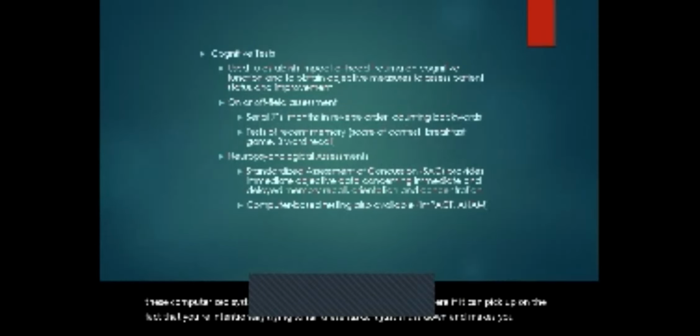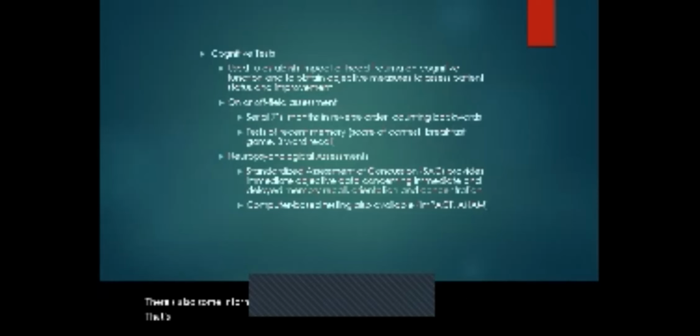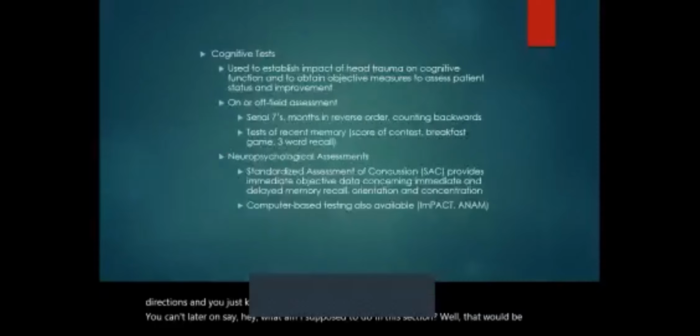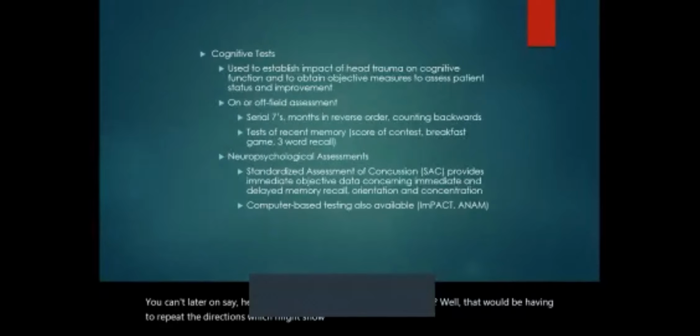There's also some information about the age of the athlete that's taking this test and some information about the direction. So if you're not reading the directions and you just kind of click through, you can't later on say, hey, what am I supposed to do in this section? Well, that would be having to repeat the directions, which might show that, again, you have some memory issues. So you also have to make sure that your athletes are taking this seriously whenever they do start these exams, just because there shouldn't be an opportunity for them to ask a lot of questions along the way.